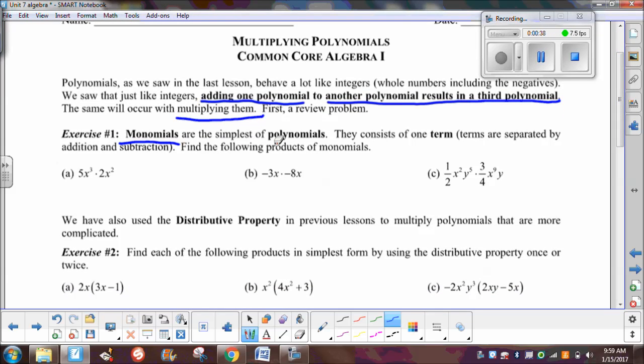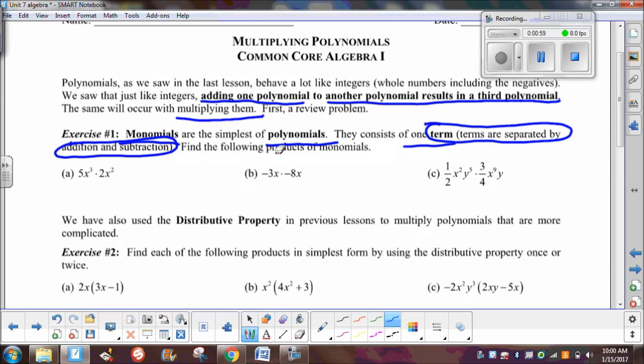Monomials are the simplest form, mono meaning one, so that means a one term. So they consist of one term. Terms are separated by addition or subtraction. That is a key definition there to understand what a term is. Okay, terms are separated by addition or subtraction.